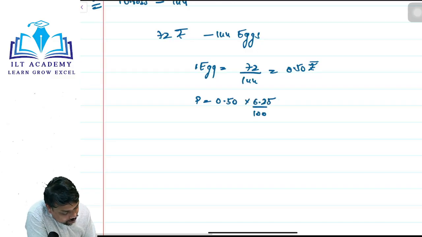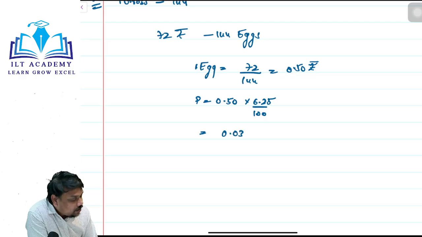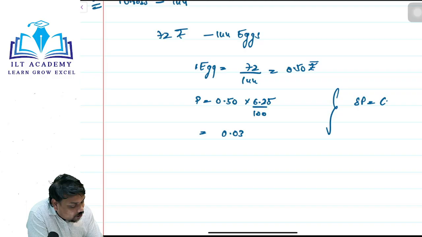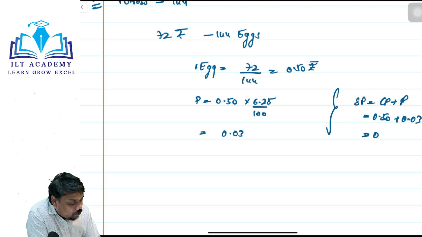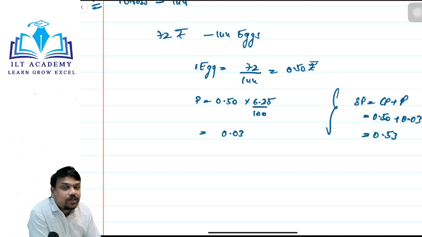100. So 0.50 into 6.25 divided by 100 is what? 0.03. So what is the total selling price for 1 egg? Cost price plus profit, which is 0.50 plus 0.03, which is 0.53. Any doubts? Clear? Done.